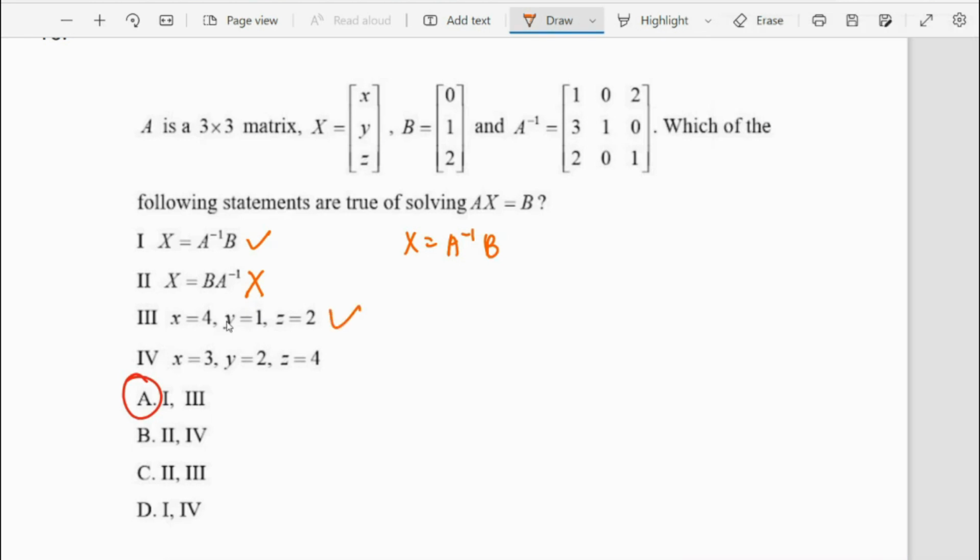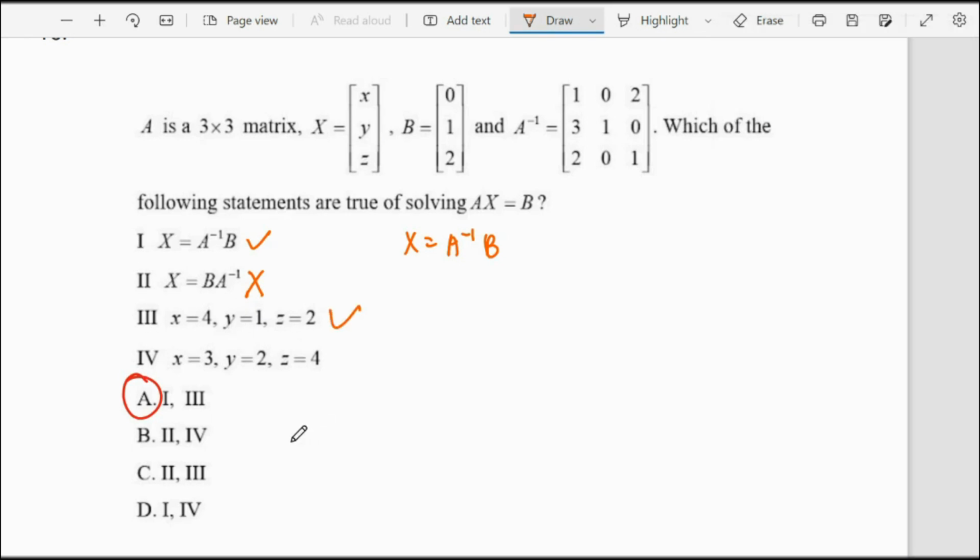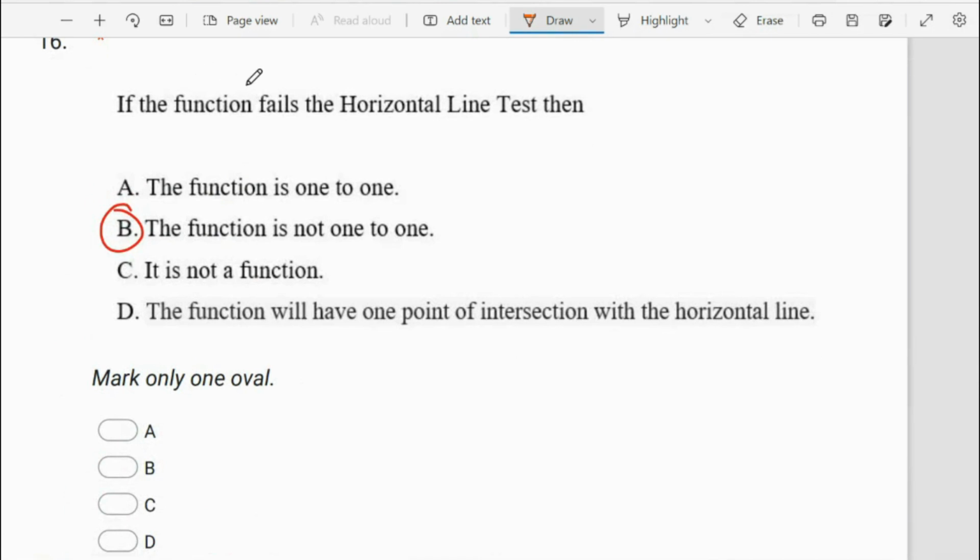4, 1, 2. So answer 1 and 3. Okay, so the function fails the horizontal line test. The horizontal line test is the test for one-to-one. So if it fails, it means the function is not one-to-one. When you want to test whether it is a function or not, it's supposed to be the vertical line test. So if your intersection is 1 point, it fulfills the test.